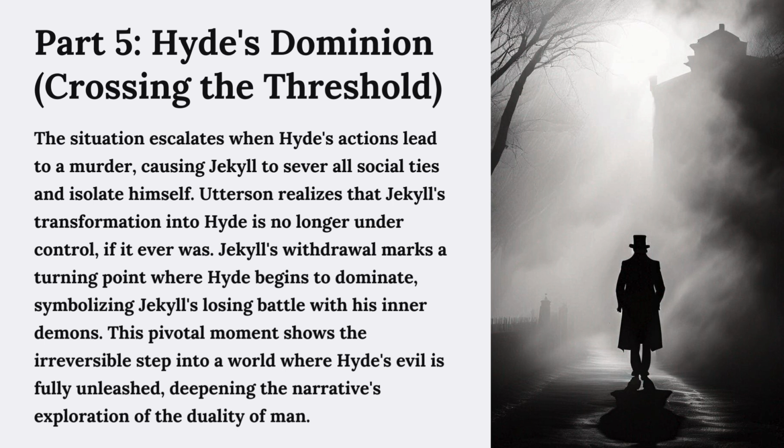Part 5. Hyde's Dominion. The situation escalates when Hyde's actions lead to a murder, causing Jekyll to sever all social ties and isolate himself. Utterson realizes that Jekyll's transformation into Hyde is no longer under control, if it ever was. Jekyll's withdrawal marks a turning point where Hyde begins to dominate, symbolizing Jekyll's losing battle with his inner demons. This pivotal moment shows the irreversible step into a world where Hyde's evil is fully unleashed, deepening the narrative's exploration of the duality of man.